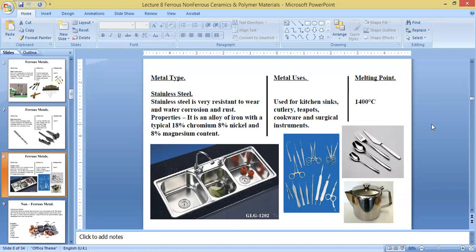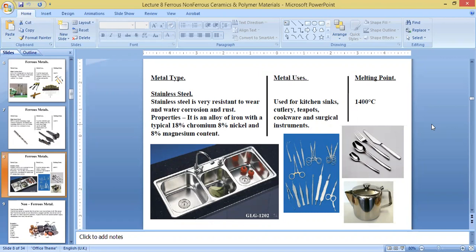Stainless steel is very resistant to wear, water corrosion and rust. So what is it? It's an alloy of iron with a typical 18% chromium, sometimes 13%, so 13 to 18%. Even 13, 14% is acceptable. Then 8% nickel and 8% magnesium content. That's the content of this stainless steel. So it's got iron, typically, obviously, and chromium, nickel, magnesium.